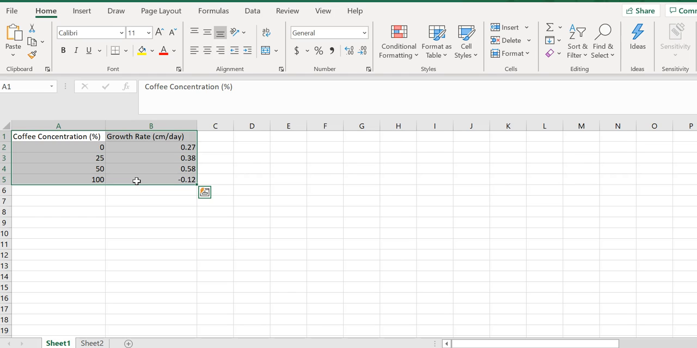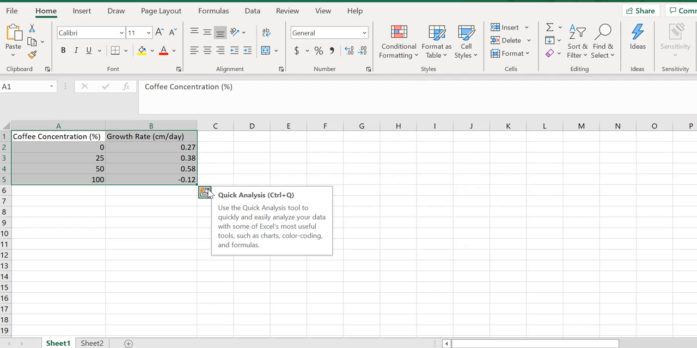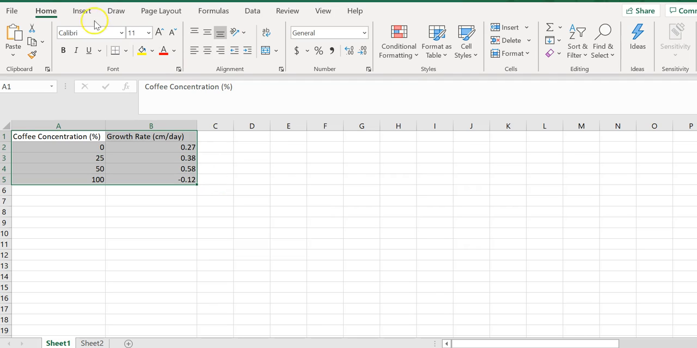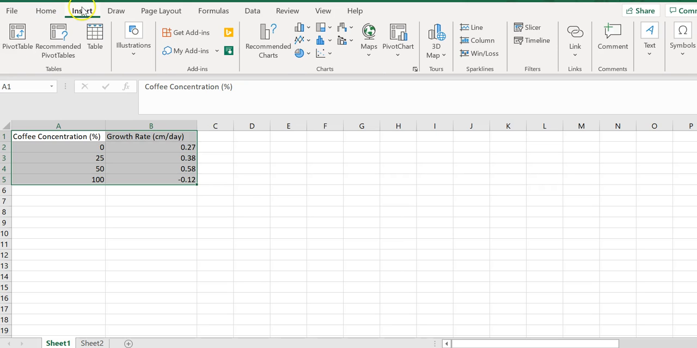Notice that the only letters I have are on my data labels, A1 and B1. All of my numerical data right here has no letters. That's important. If you have issues with graphing, many times it's because you have letters in cells that should only have numbers. Now I'm going to come up to Insert.